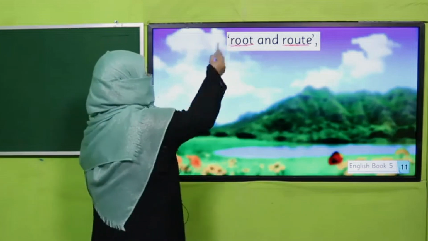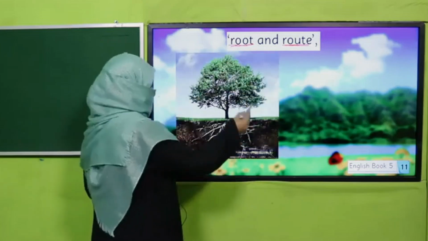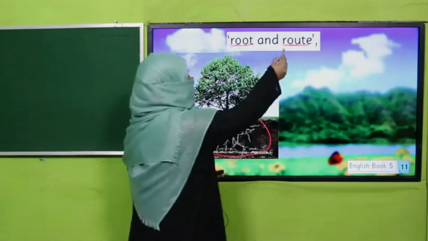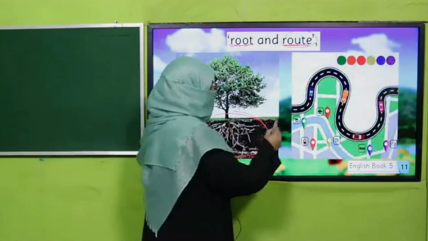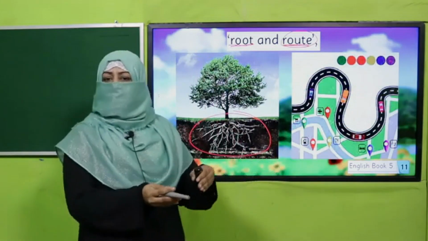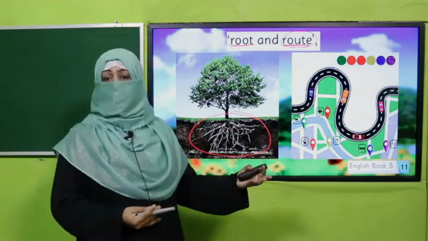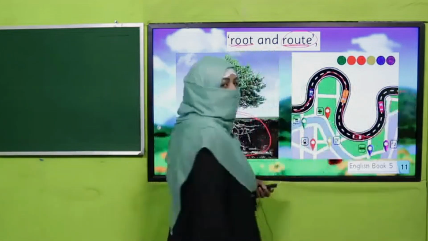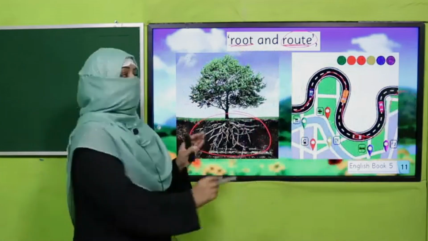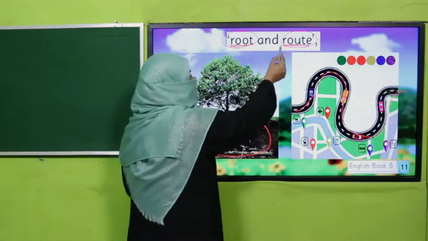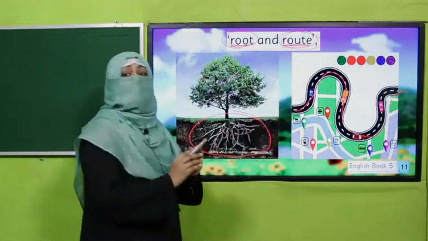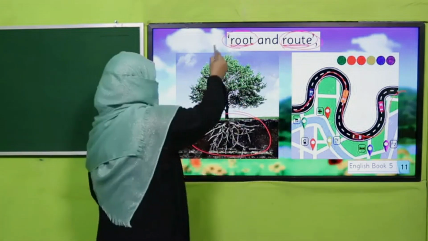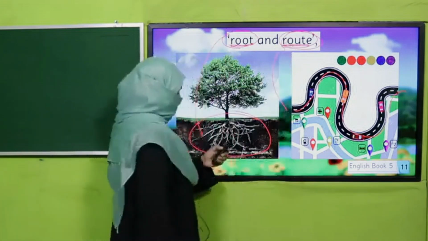So what does this root refer to? It refers to the roots of a tree. Okay, and what does this word refer to? It refers to route, the way, the passage, the path which you take to reach a place. For example, you may say, I take this route to reach my school. We say it the same way, the pronunciation is the same, but their spellings are different. They are two different words, root and route.